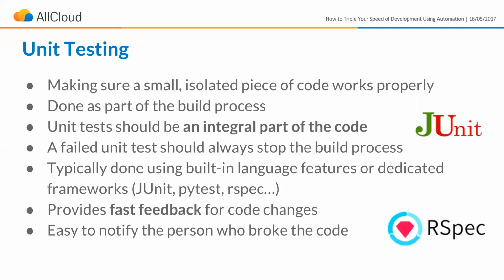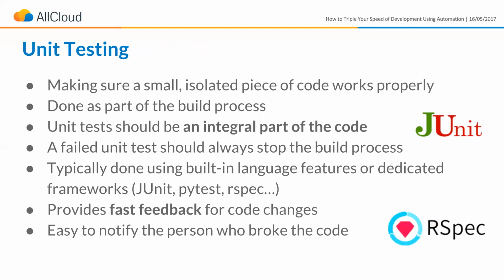Now, unit testing may be the most common type of testing, and definitely the one you should use the most often. Unit testing means making sure that a small isolated chunk of code works properly without any external dependencies, databases, etc. And typically, unit testing is done as part of the build process, and it should be perceived as an integral part of your code and of your build process. What does this mean? It means that if you're building your code automatically and you have a failed unit test, you should not generate an artifact and continue down the pipeline because you'll have a problem possibly in production.